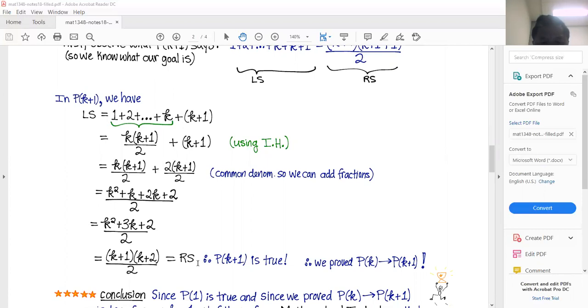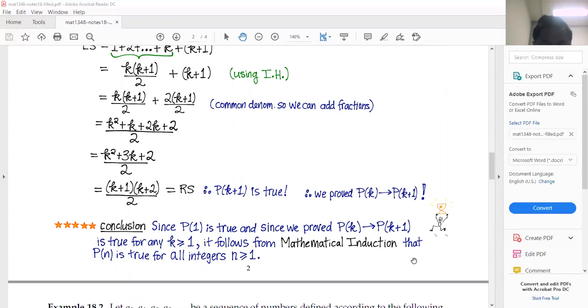So we prove if P(k) is true, then P(k+1) is true. So we can come to the conclusion. This means this proposition is true for all integers n greater than or equal to 1.